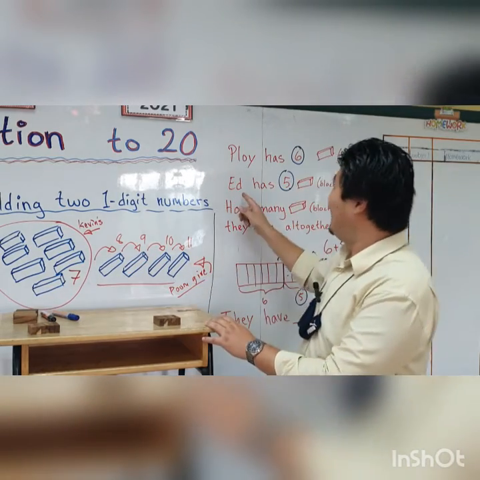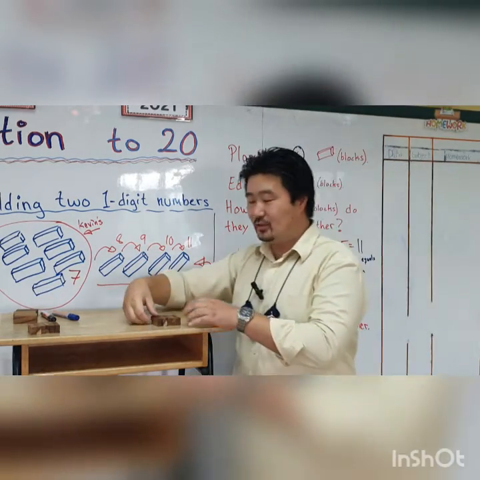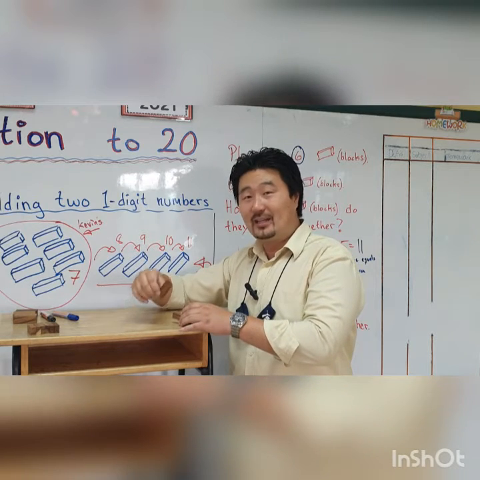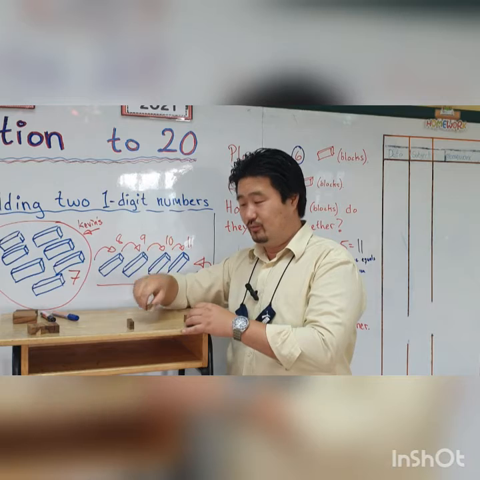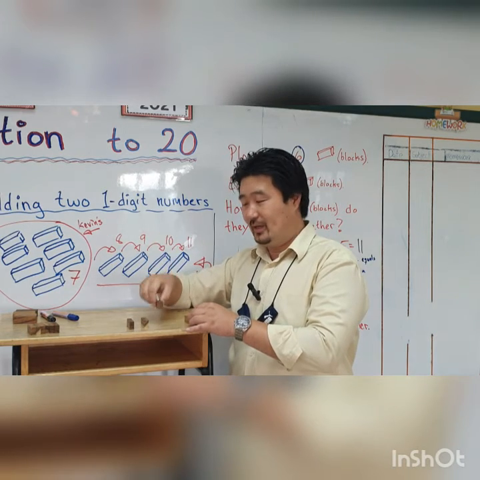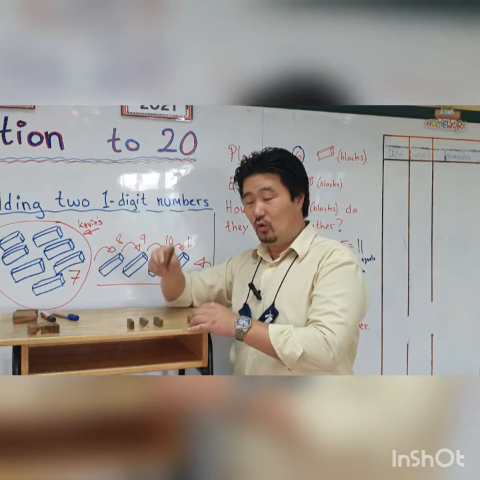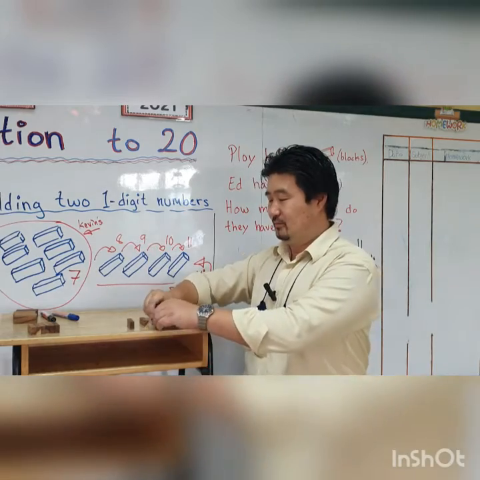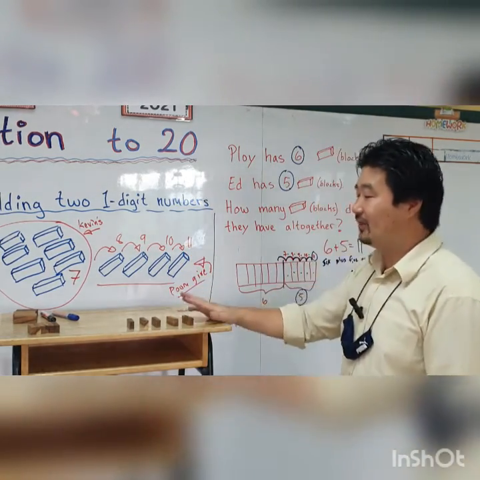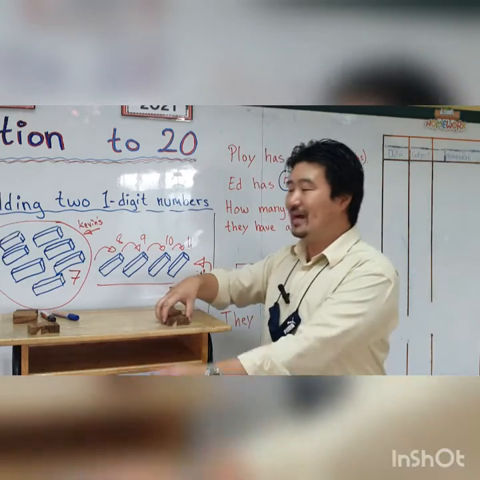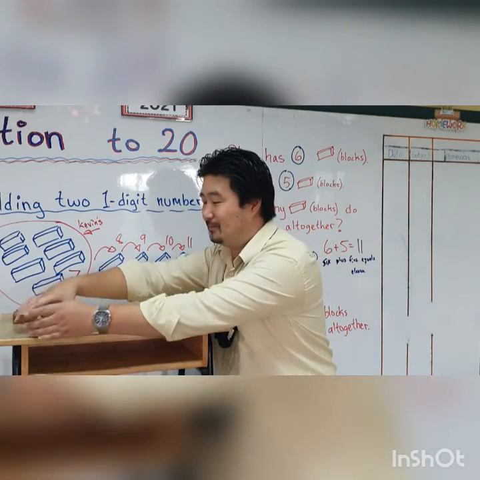And now Ed, he has how many blocks? 5. Let's double check. 1, 2, 3, 4, and 5. So yes, that is correct. He has 5 blocks. Now let's count on 1 by 1.